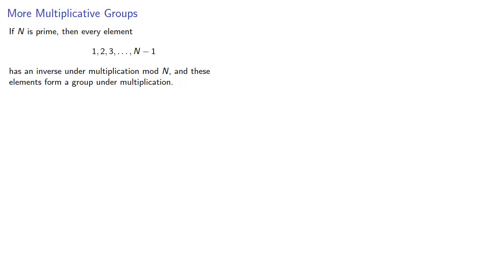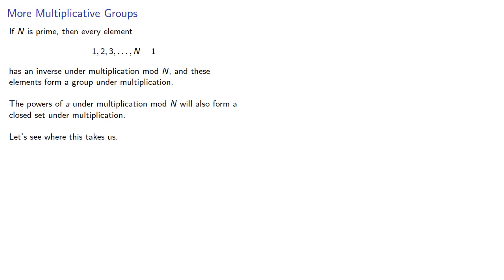So we've seen that if n is prime, then every element, 1, 2, 3, up to n minus 1, has an inverse under multiplication mod n, and so these elements form a group under multiplication. We've also seen that the powers of a under multiplication mod n also form a closed set under multiplication. So let's see where this takes us.